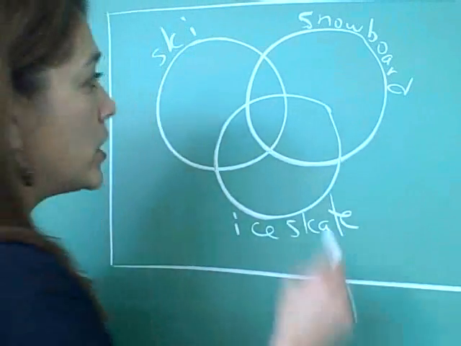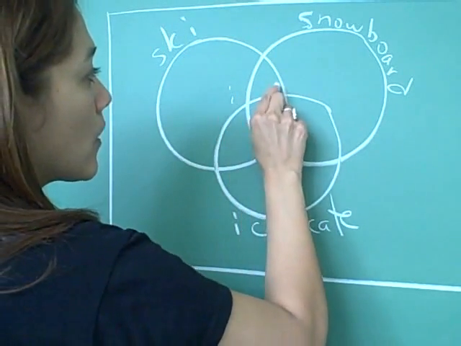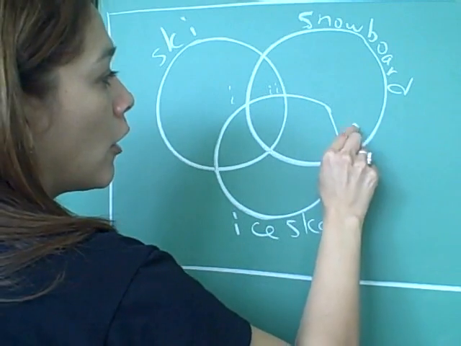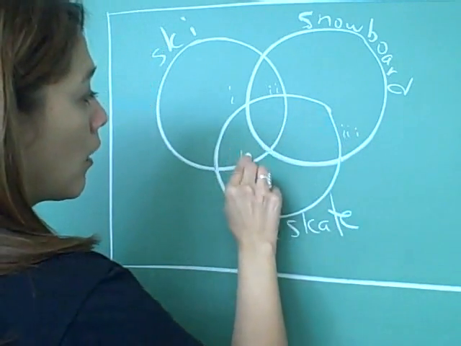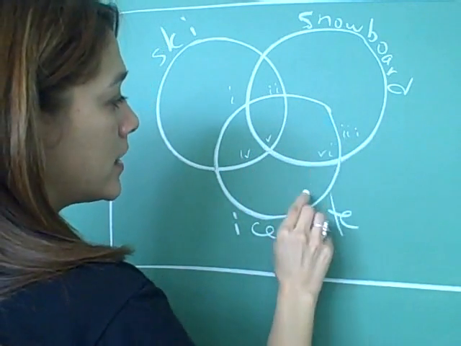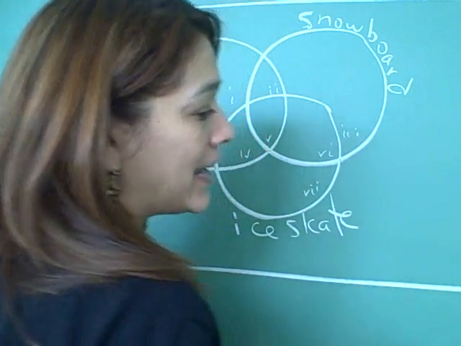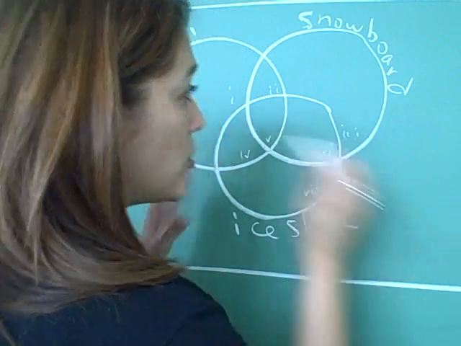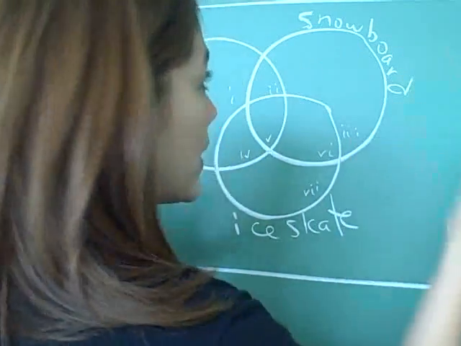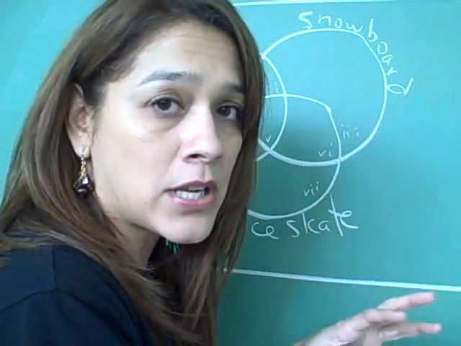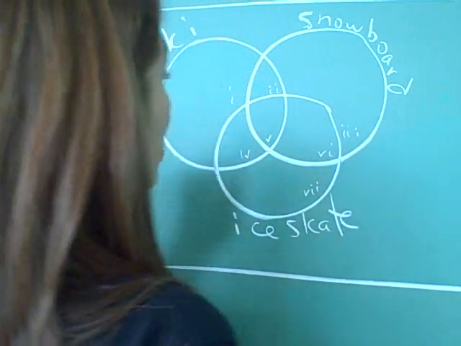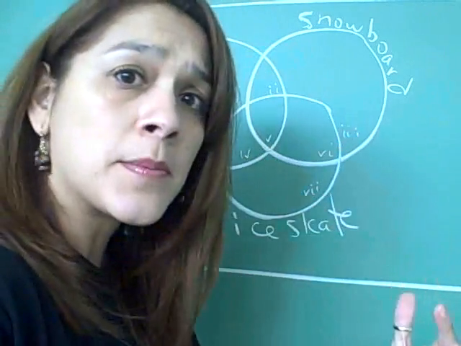So first, you have to understand each region. There are 8 regions. 1, 2, 3, 4, 5, 6, 7, and 8. So believe it or not, the region outside is also very important to the understanding of the diagram. Each region tells us something.